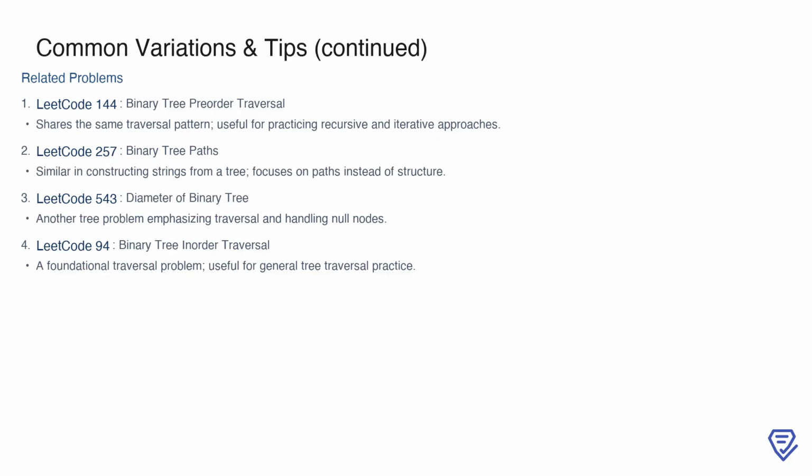LeetCode 543, Diameter of Binary Tree, is a different type of tree problem that emphasizes traversal and handling null nodes effectively. Finally, LeetCode 94, Binary Tree Inorder Traversal, is a foundational problem that strengthens your grasp of general tree traversal techniques. Working through these problems will reinforce your understanding of tree structures and traversal strategies.